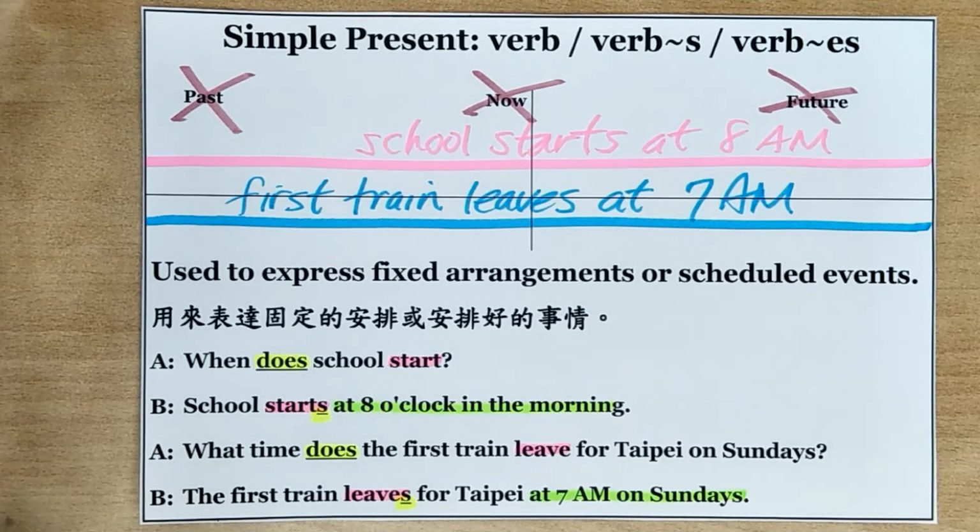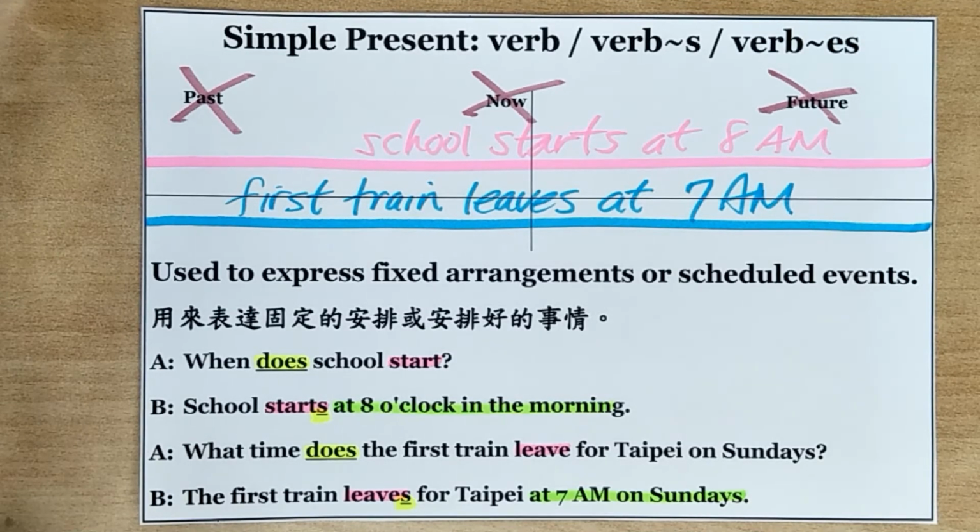A: What time does the first train leave for Taipei on Sundays? B: The first train leaves for Taipei at 7 a.m. on Sundays. Again, we don't care about the past, present, or future because we have a set schedule. Your school starts at the same time every day. The first train leaving for Taipei leaves at the same time.